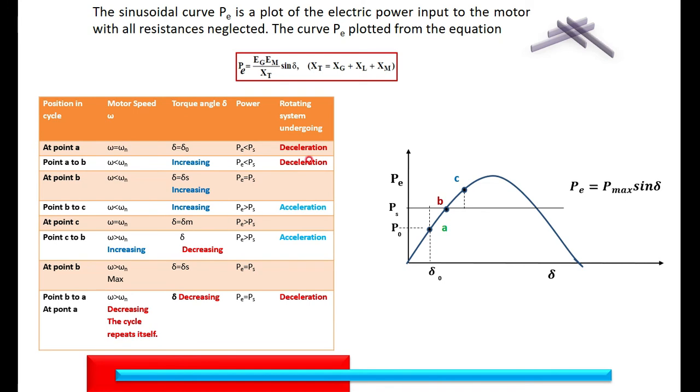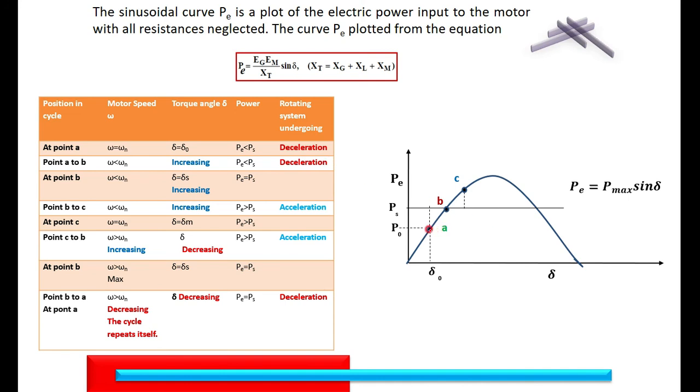Okay, now you can see here. At point A, the speed omega is equal to omega n, that is the synchronous speed, n is equal to ns. The delta corresponding to point A is delta naught. Then suddenly there is an increase in the output to the PS, so what I am writing here is PE is less than PS, because the input is less compared to its output, therefore there is a deceleration.